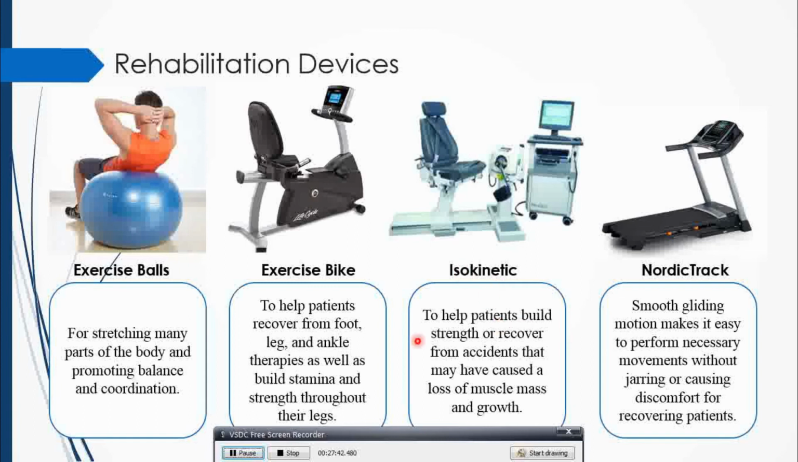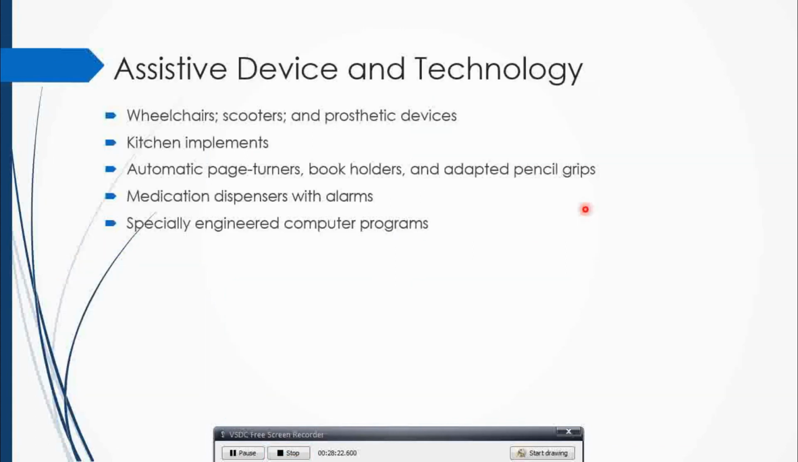Isokinetic, to help patients build strength or recover from accidents. So they can regain lost muscle mass and growth. They can use this device to exercise, and at the same time get readings of how much their strength has improved. Another one is the Nordic track. This is the usual one, a smooth gliding motion that makes the necessary movement easy to perform. For example, they can buy it and put it in their own home. They can do their running activities every day at home, instead of going out to the park to exercise. So these are the types of rehabilitation devices.